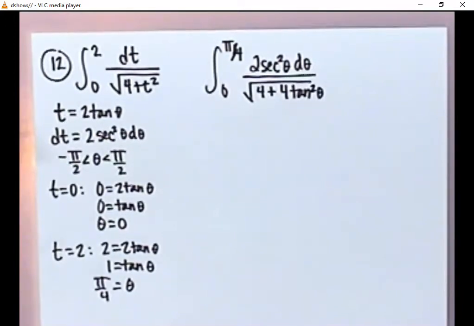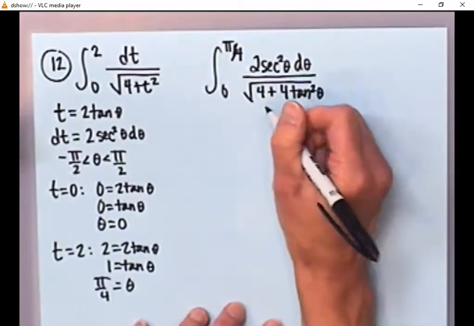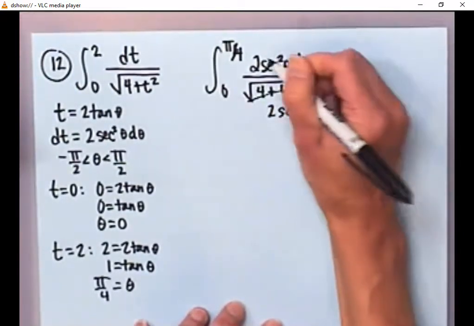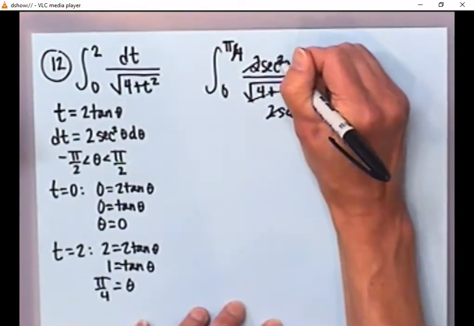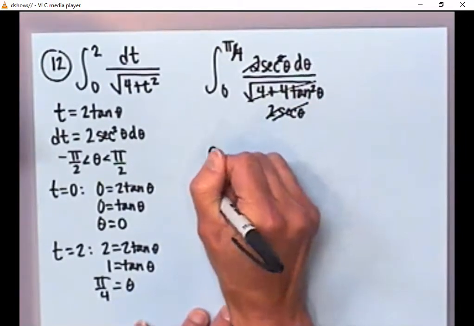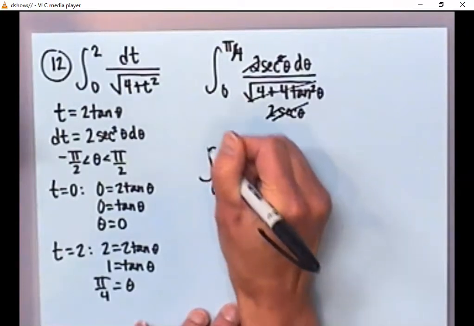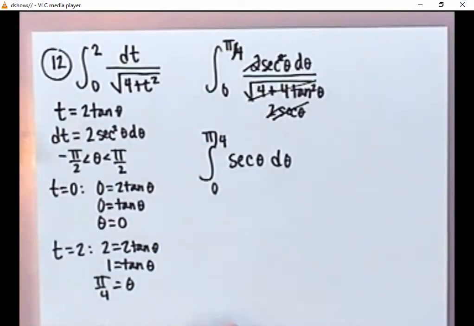Does that look familiar so far? So what comes out of here is probably a 2 secant theta. Is that what we got in the denominator? Okay. And then the 2's cancel and one of the secants cancels. So you basically just have secant of theta. Good so far? Just secant, right?